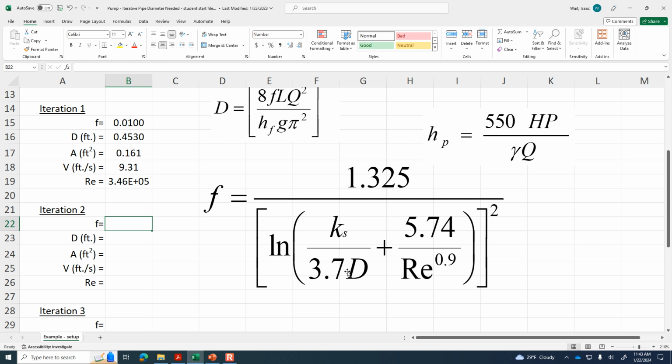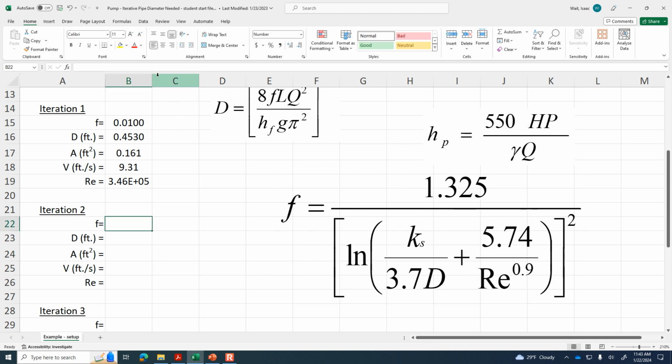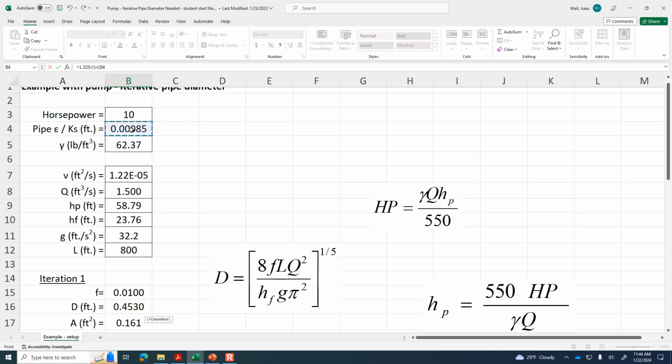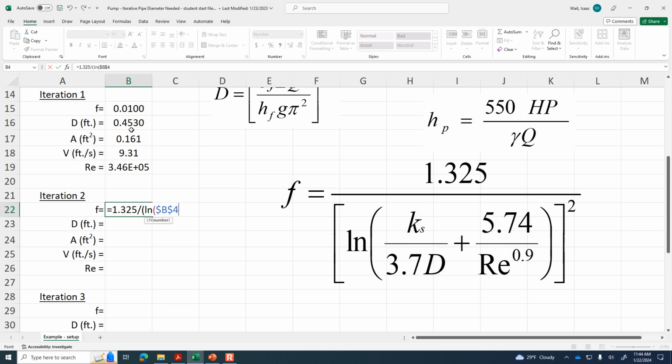All right, so now for the Jain equation, I'm going to say equals 1.325 divided by, you know what, I will turn off the centering because that makes it harder to see the formula. All right. Equals 1.325 divided by ln of k sub s, which is in units of feet. I'm going to anchor the reference, divided by 3.7 times the diameter that we came up with from the previous one, plus, just trying to keep track of whether I've done all my parentheses correctly here. Yeah, plus 5.74 divided by the Reynolds number to the power of 0.9.